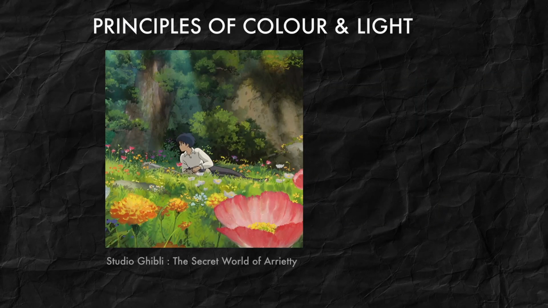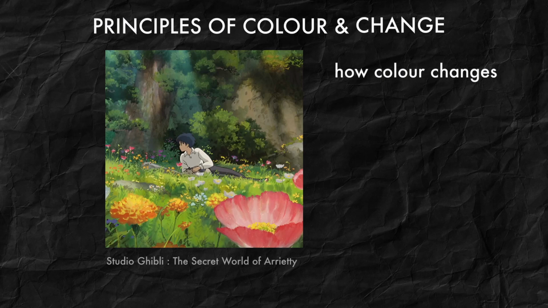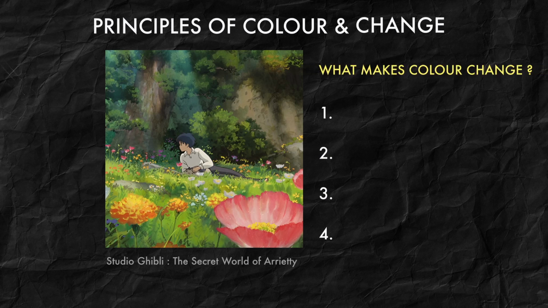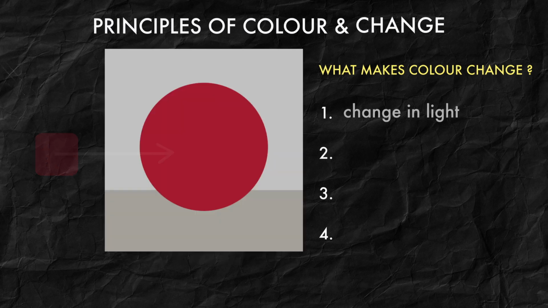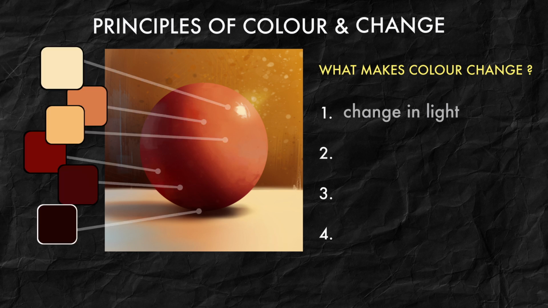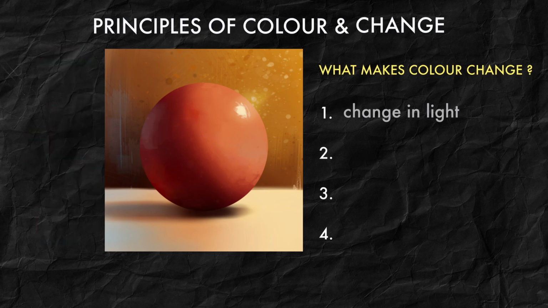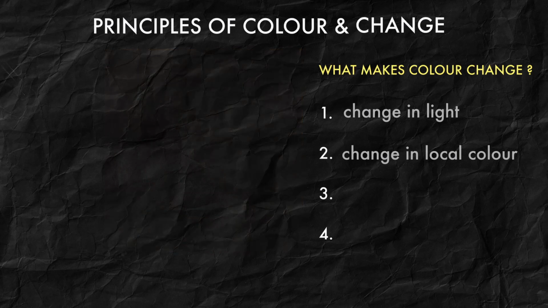So instead of analyzing light and shadow, we're going to analyze change instead. Specifically, how the color changes from one area to another. Now, what makes color change? Color changes for a variety of reasons. One that we explored in depth in the previous video was light. We have a flat local color like this, but if we shine some light on it, we now get all of these colors. Another reason is local color, or color of the object itself.